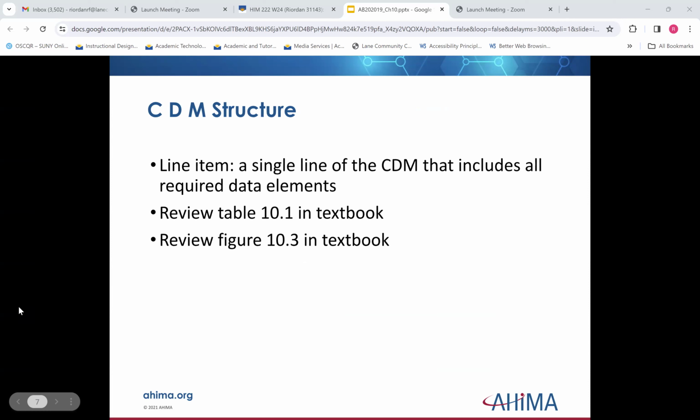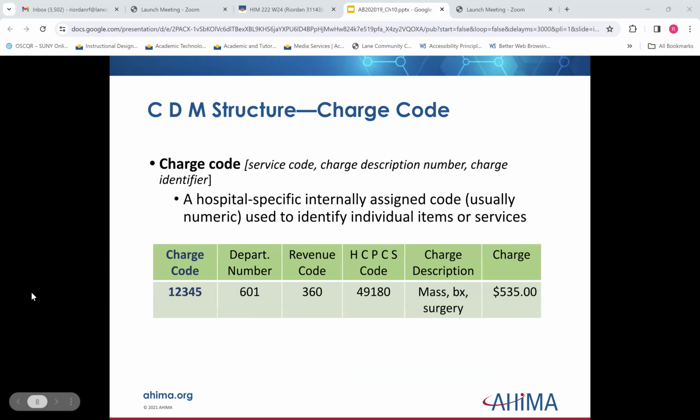And you can see these things illustrated in figure 10.1 or 10.3 in your text. And again, the charge code, we have one here, 1, 2, 3, 4. We have a department number, a revenue code, a HCPCS code. And then the charge. And these will vary based on facility and all the other variables we talked about earlier in the course.